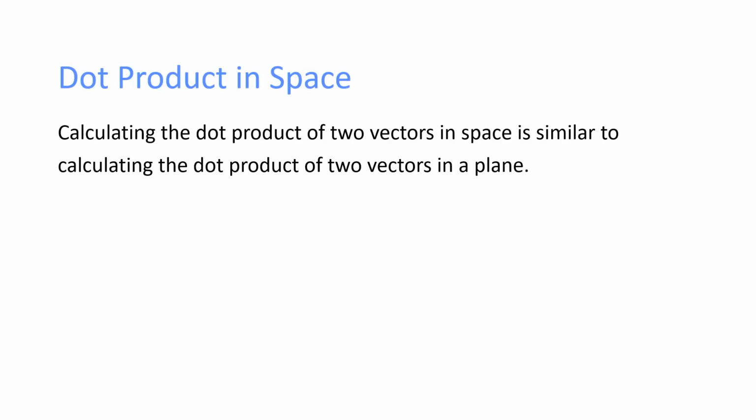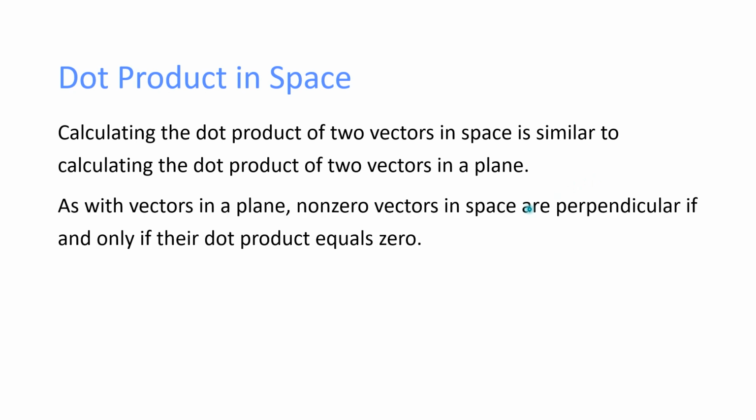Dot product in space. Calculating the dot product of two vectors in space is similar to calculating the dot product of two vectors in a plane. As with vectors in a plane, non-zero vectors in space are perpendicular if and only if their dot product equals 0.